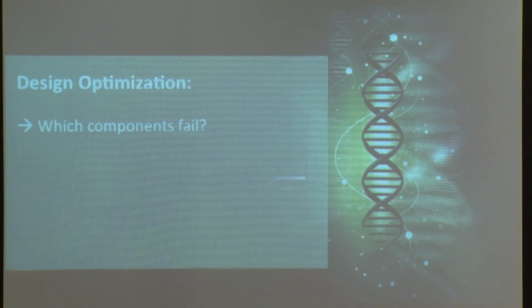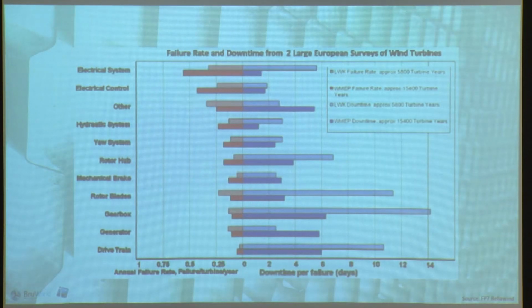Then the design optimization. You need to know what goes wrong. I took input there from an FP7, a European project, Reliawind, where they are looking at failure rates based on field data for turbines. The gearbox is one. It's a project from the past, so it's already old.